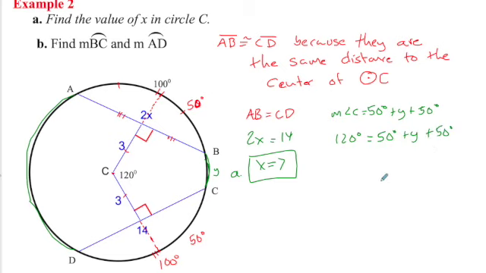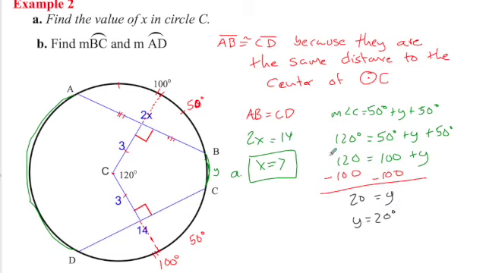So I could just solve for y here. I'm just going to add those together. 120 equals 100 plus y. And then we can just subtract the 100 from both sides. And I get 20 equals y. So y equals 20 degrees. So I found one of my answers here. It's the measure of arc BC. So I know the measure of arc BC equals 20 degrees.